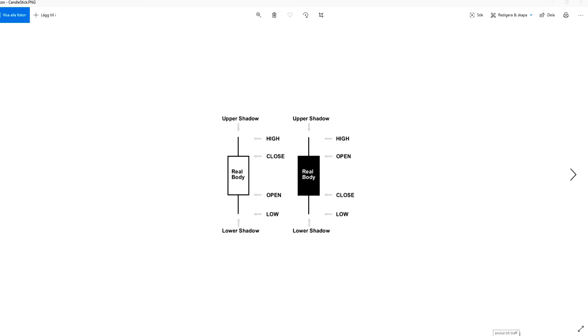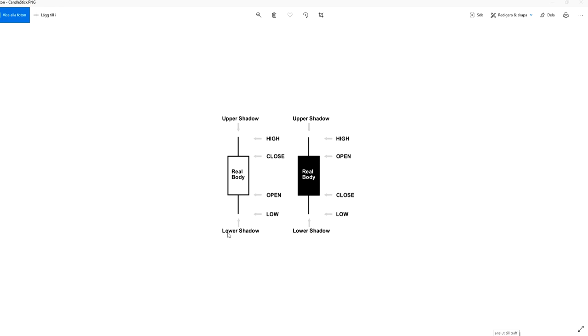We usually have two different kinds of candlestick. One is usually represented as white or green, and this is when the price goes up. The second one is when the candlestick is black or red, and this represents the price going down. When the price goes up, we call it a bullish market. When the price goes down, we call it a bearish market.